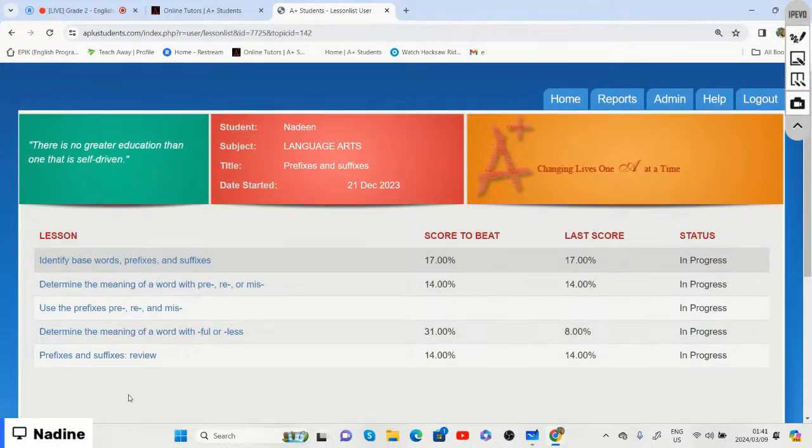All right. So now we're going to just do a brief review over the prefixes as well as the suffixes that we have done. Remember last time in our previous lesson we did prefixes, and we specifically had to determine the meaning of the words pre, re, and miss. And then today it is suffixes, right? And we have to determine the meanings of the words full and less.